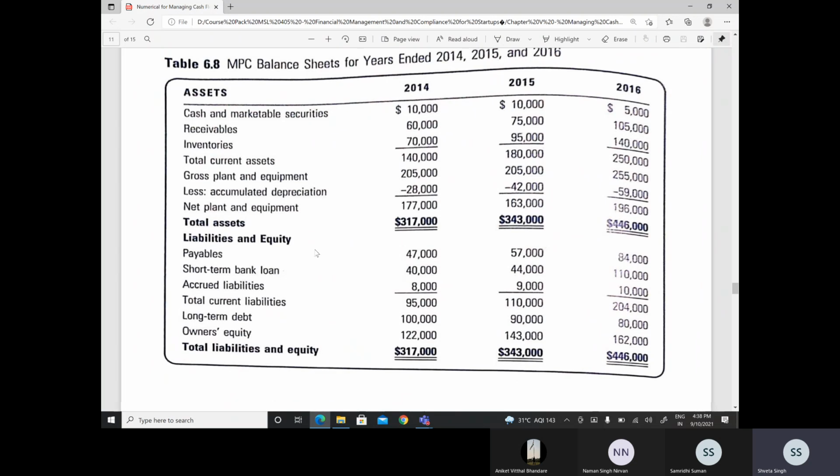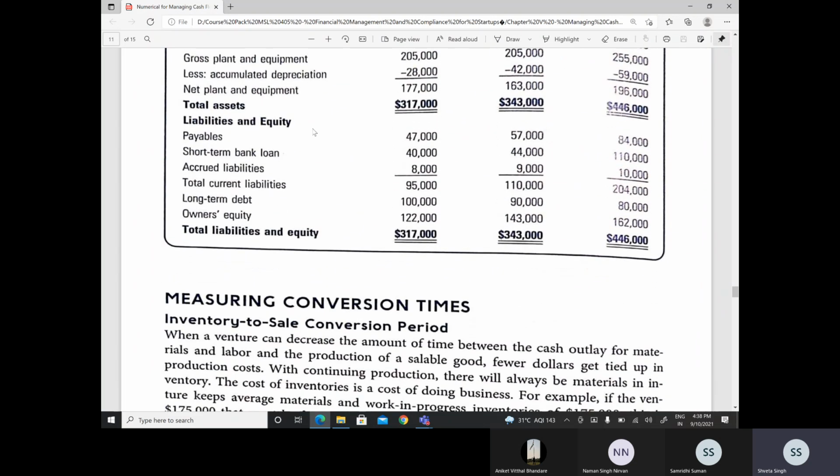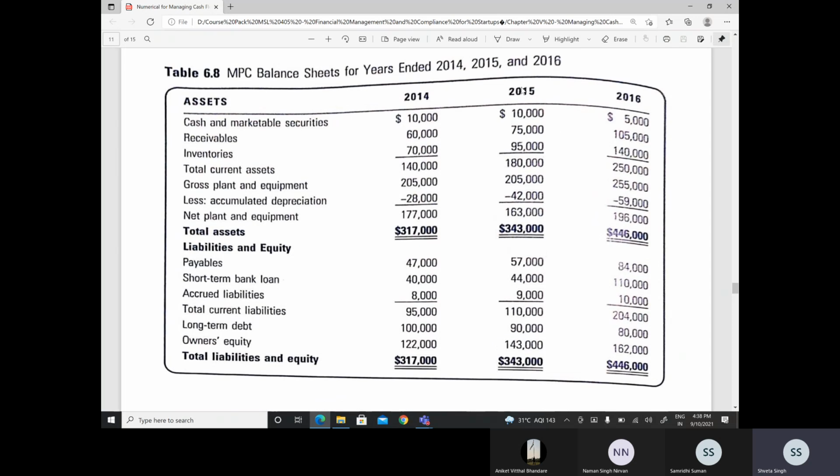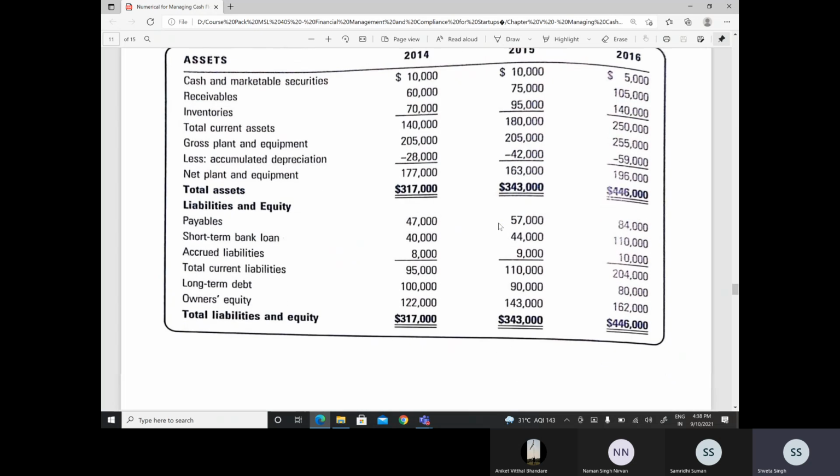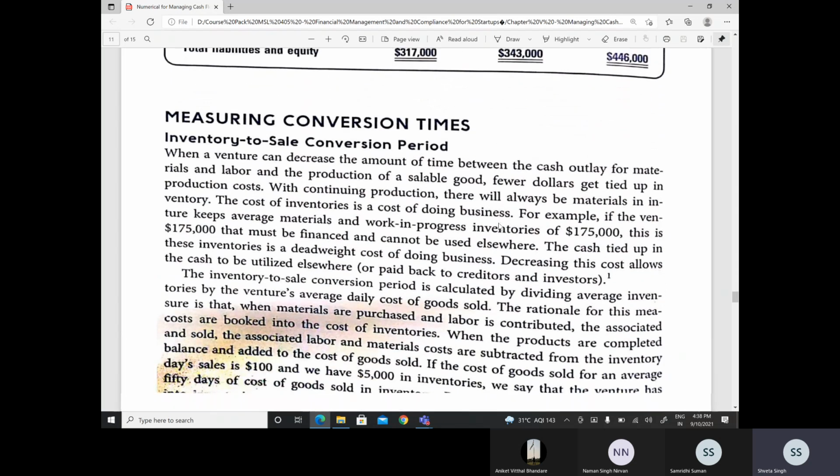which gives us a total asset value of $317,000. Then when we look at the liabilities and equity side, we have payables of $47,000, short-term bank loan of $40,000, accrued liabilities of $8,000, giving us a total current liability bill of $95,000. To this, we add the long-term liabilities of long-term debt and owner's equity to give us a total liabilities and equity figure of $317,000. Similarly, the data is populated for 2015 and 2016. So if we have all this data given to us, how do we calculate the ratios?